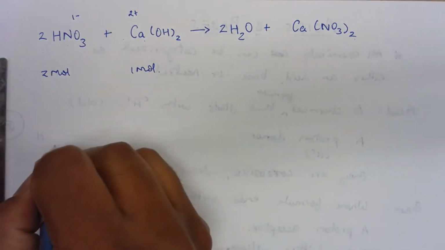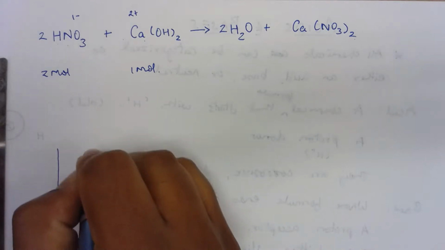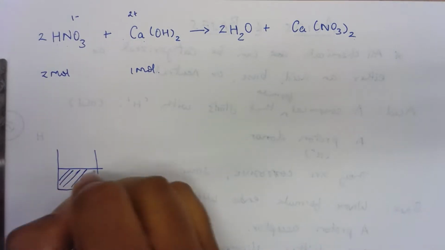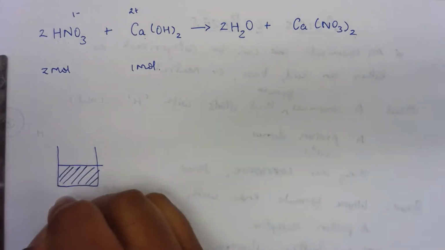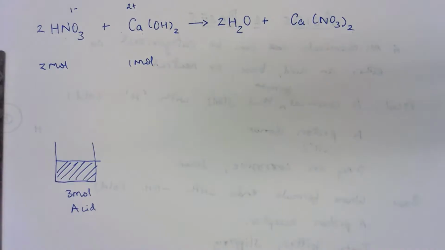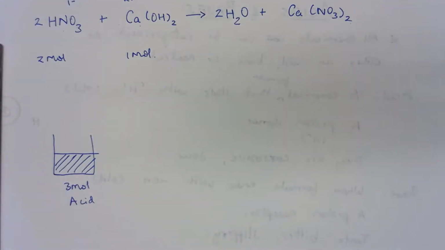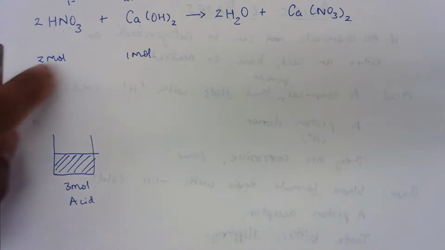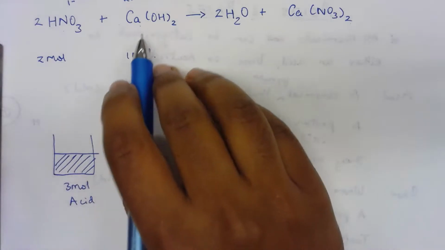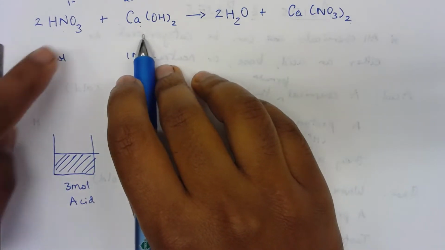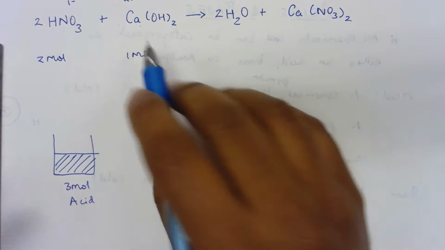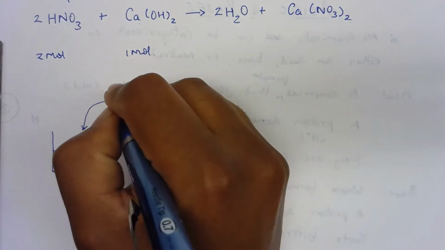Let's say, for example, that I have a beaker in which I have 3 moles of acid. I have 3 moles of nitric acid. How many moles of calcium hydroxide would I need? Knowing that the ratio is 2 to 1, right? Meaning you need half as much calcium hydroxide compared to the acid. Half of 3 is 1.5.